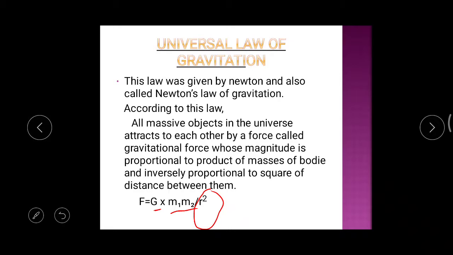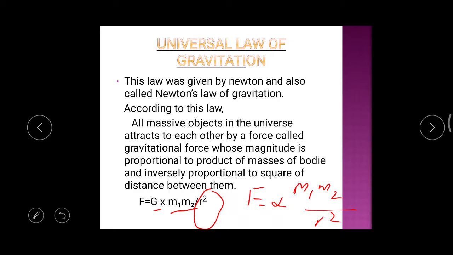And here you can see F is proportional to M1 M2 and inversely proportional to R square. So we can say the gravitational force is directly proportional to the product of masses and inversely proportional to the square of the distance between them.